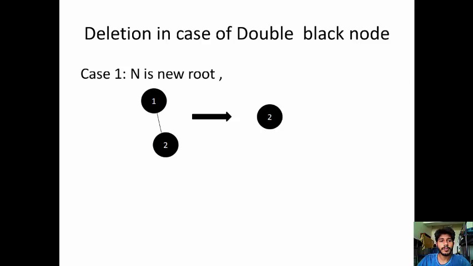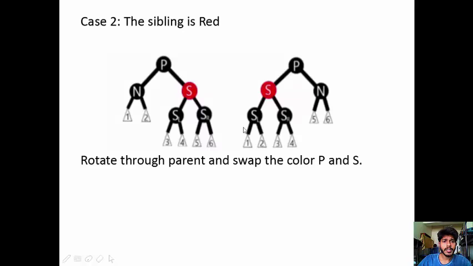In this first case, we are simply removing the root node and replacing it with C, since both the colors are the same, that is black color. So here the color will be the same. Now comes the second case.